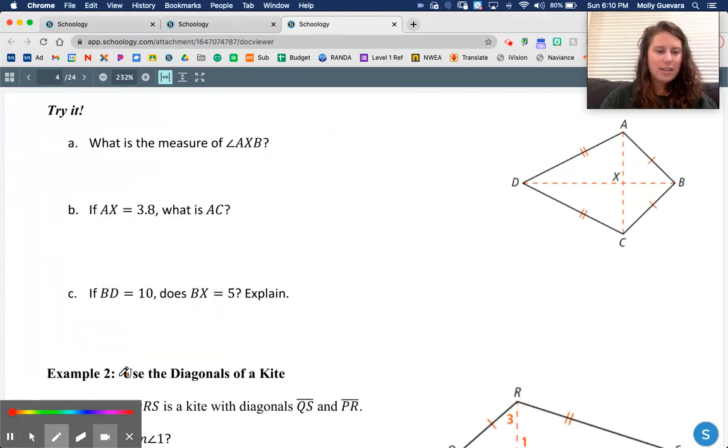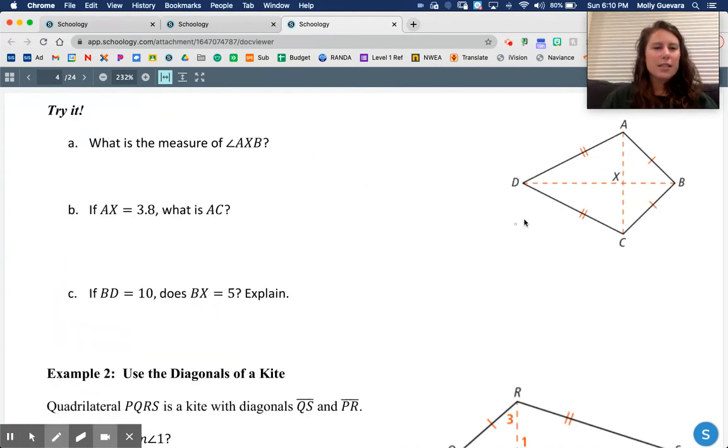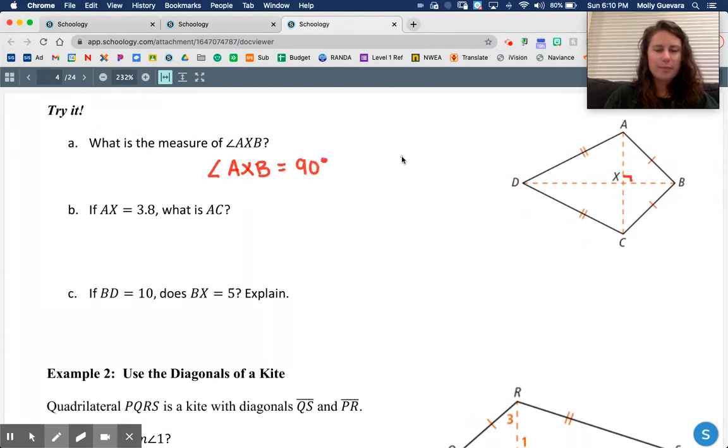All right, so let's look at this. First thing it says, what is the measure of A to X to B? So that is this angle right here. And because this is a kite, we should know that A to X to B is 90 degrees. So we can say that angle AXB is equal to 90 degrees, just like that, okay?